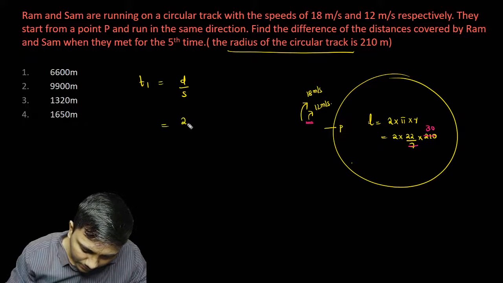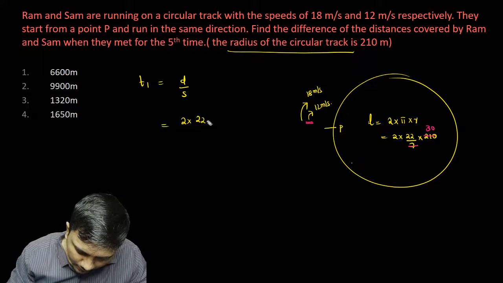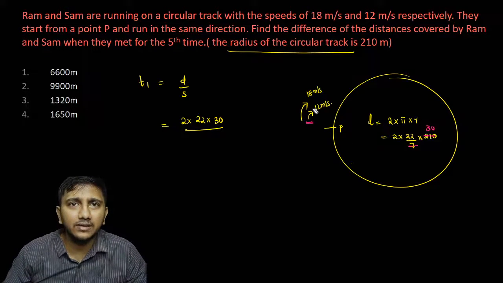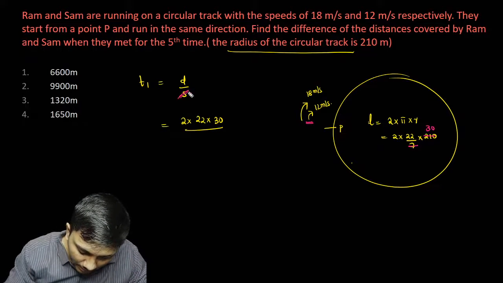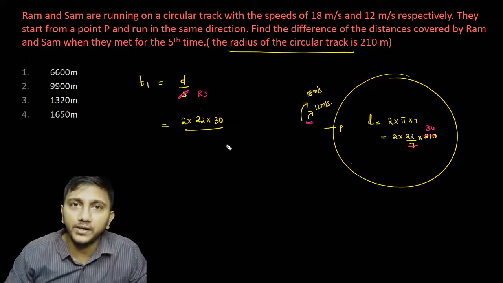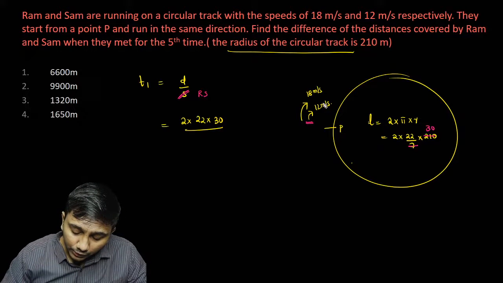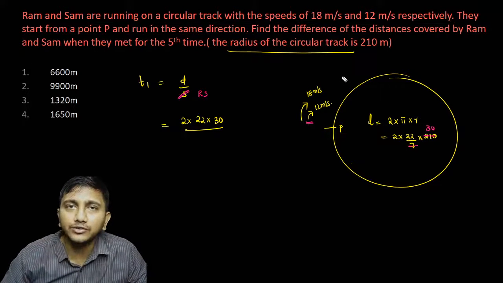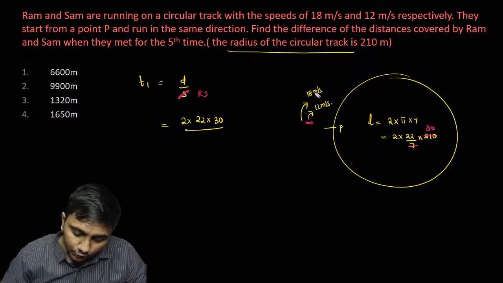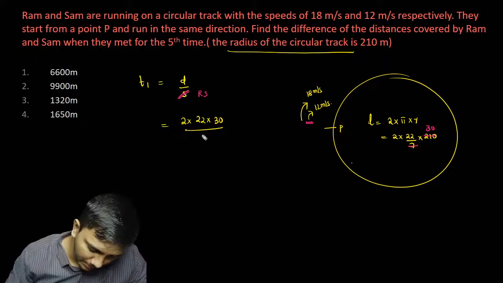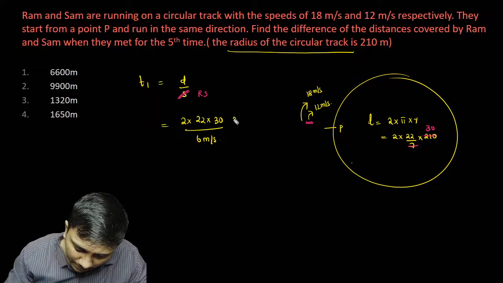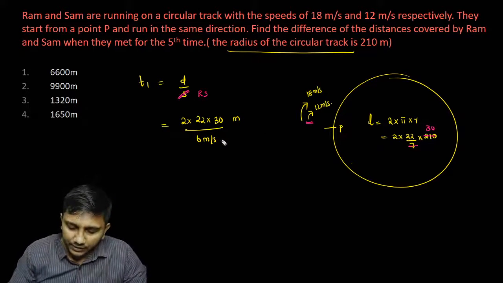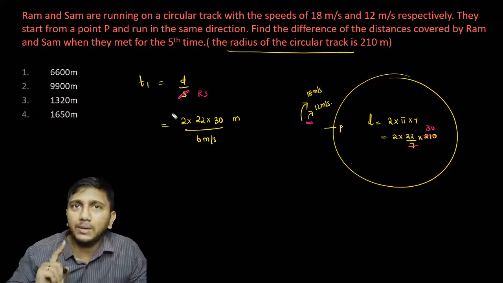So distance is going to be 2 into 22 into 30. But that's an assumption, right? The slower guy is also moving. So to nullify that assumption, instead of speed in the denominator, we take relative speed. Relative speed when two moving bodies are going in the same direction is the difference of their speeds. So I take the difference of these two speeds, which is going to be 6 meters per second. The numerator is in meters, so there are no issues with the units here. So that's going to be the time taken for the first meeting.